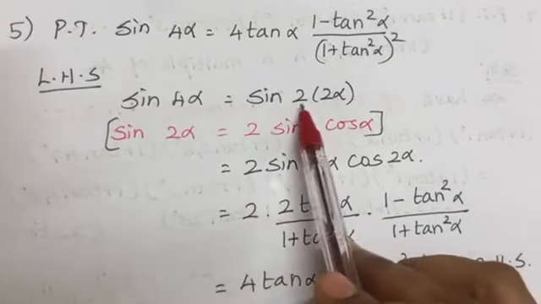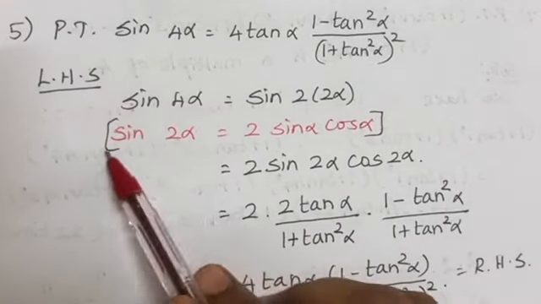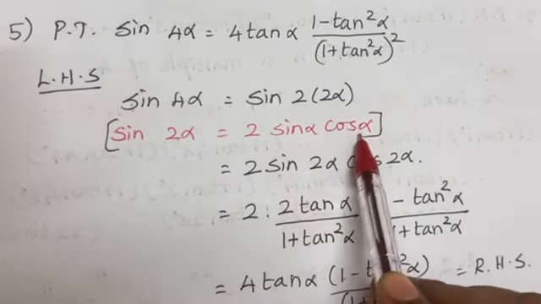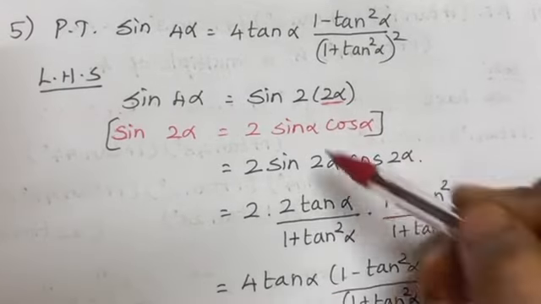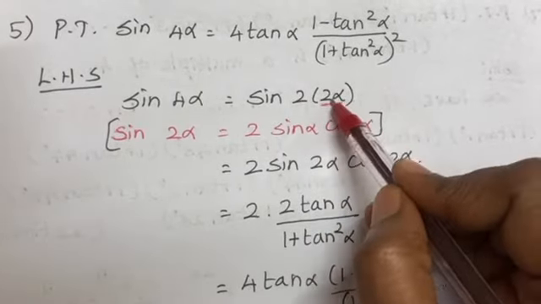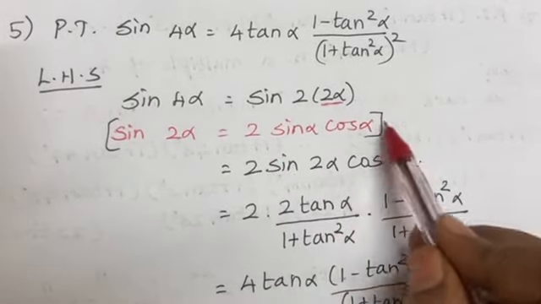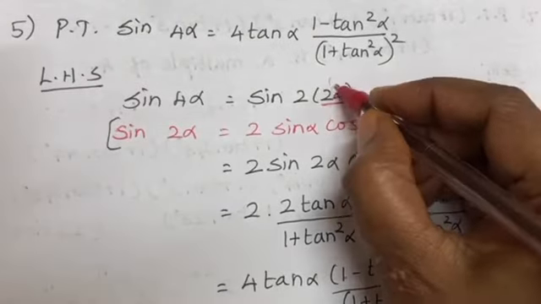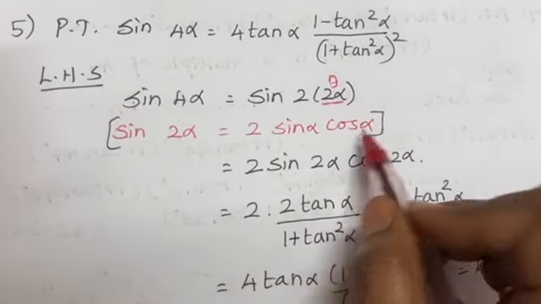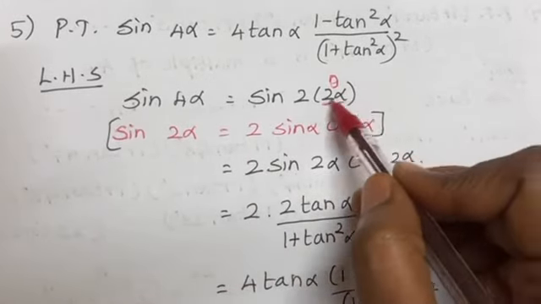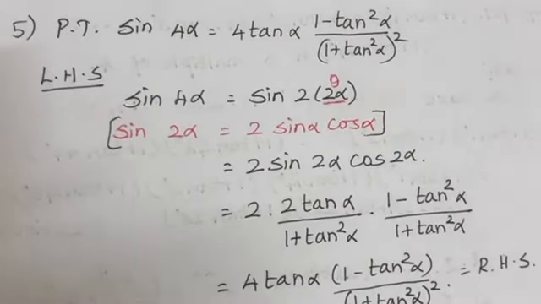4 alpha was split as 2 into 2 alpha. What is the formula for sin 2 theta? Sin 2 theta is 2 sin theta cos theta. Here in the place of theta we have 2 alpha. So I write it as 2 sin 2 alpha cos 2 alpha. Hope you can understand. In the place of theta, here we have 2 alpha. So sin 2 theta is 2 sin theta cos theta. So since theta is replaced by 2 alpha, it is 2 sin 2 alpha cos 2 alpha. You have to write like this.